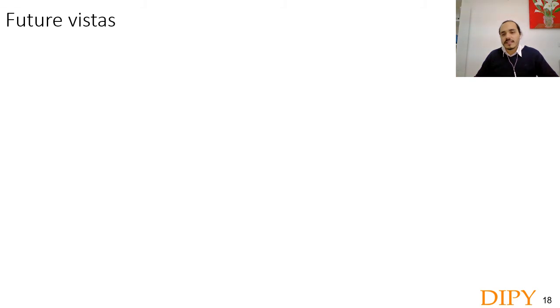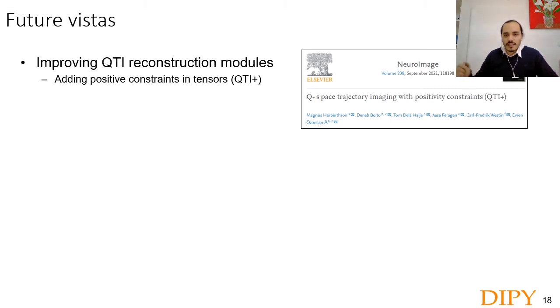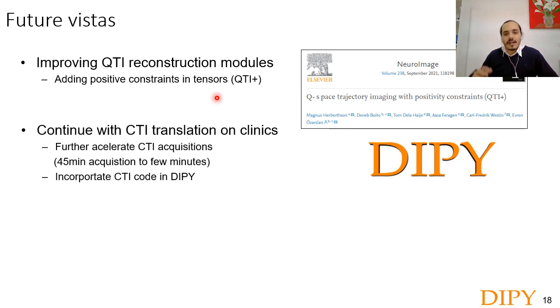Now some future vistas on QTI DIPY implementations. There's a lot of room to improve QTI reconstruction models, for example, adding positive constraints in the tensor. And on the next talk, we will hear more about this. I also intend to continue with the CTI translation to clinics, trying to further accelerate the CTI acquisitions to shorter acquisition times than 45 minutes. And after that, I also want to make the CTI code available in DIPY.